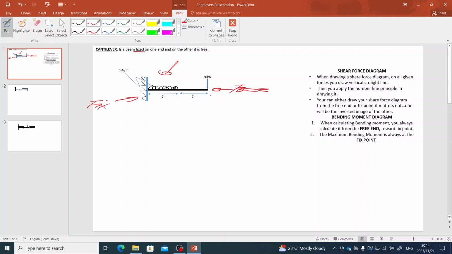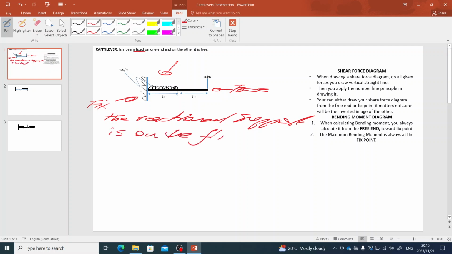Now, this cantilever, you can tell there's no reactional support beneath it. The only reactional support we have here is on the fixed point. If you are given this type of beam, a cantilever, please make note that the only reactional support we have is on the fixed point.